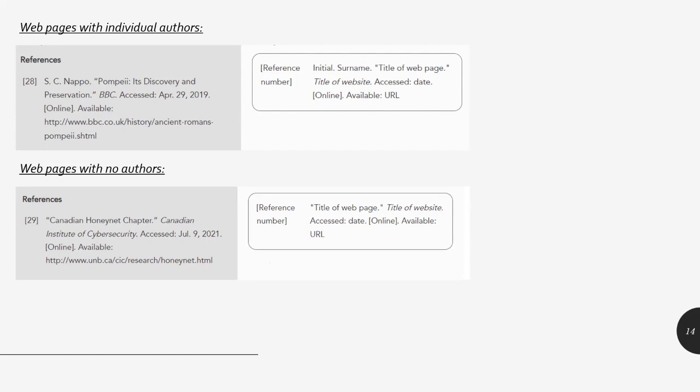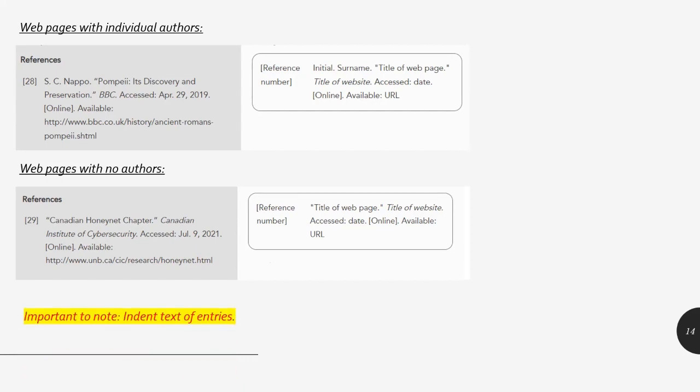Similarly, a web page with no authors is going to be the same thing, except that here, you're not going to have any author. You will go directly to the title of the web page in between inverted commas, followed by the title of the website, always in italics, followed by the date on which you accessed the resource, and available URL.